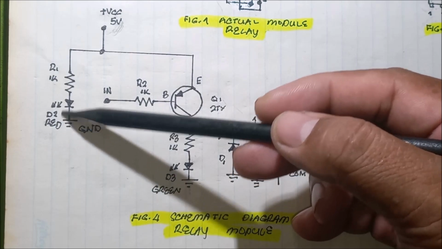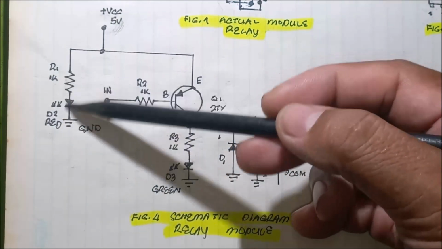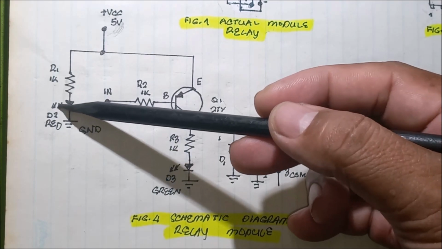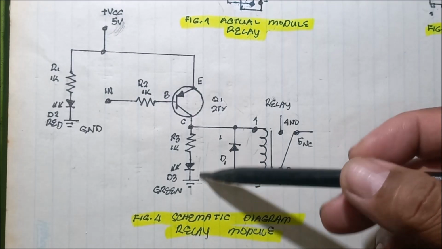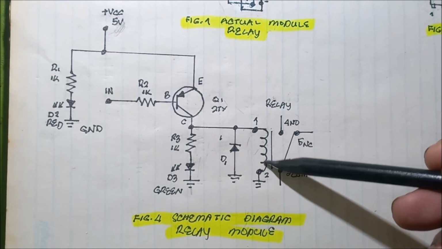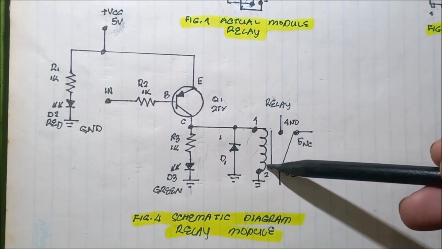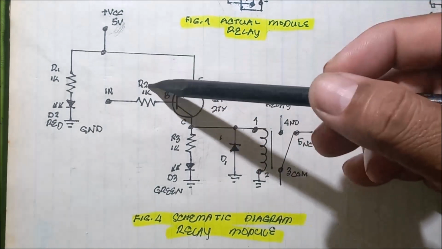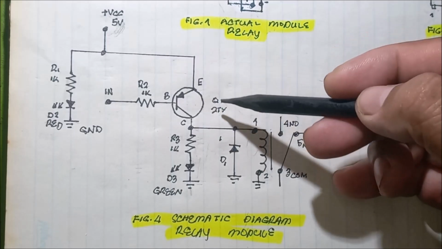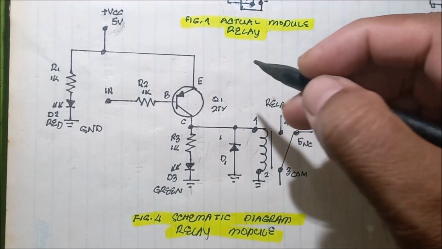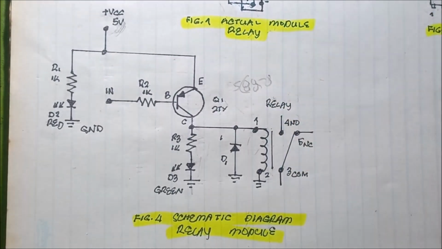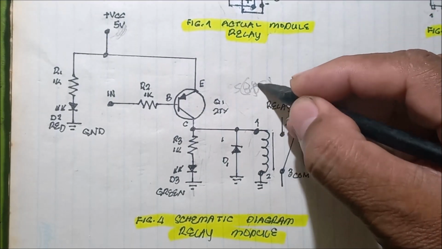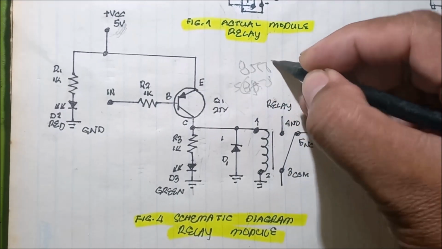So the red LED is the power indicator. And the green is the indicator that the relay is activated. We have this transistor, PNP type QTY, which is also equivalent to S8550.